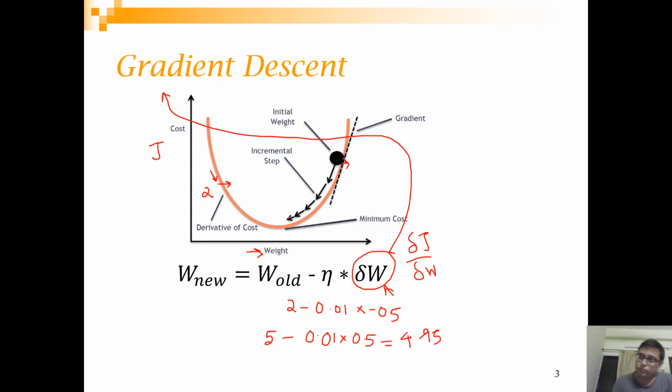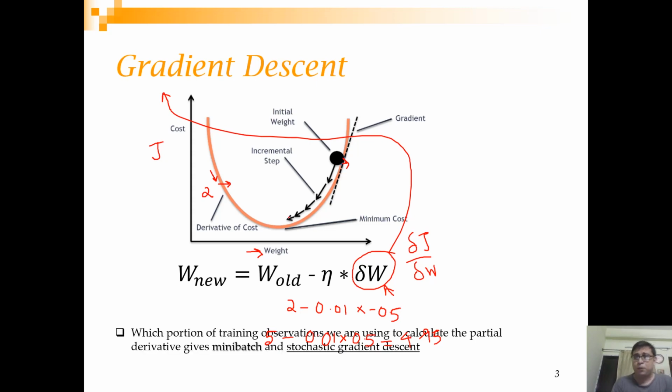Okay. So that's the beauty. Now, there are several options for calculating this del W. One option is, let's say you have 1000 training observations and you calculate this del J del W once for all these 1000 observations. When you do that, you simply call it gradient descent or batch gradient descent.